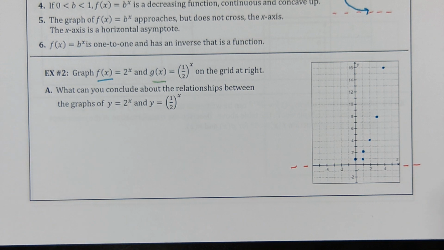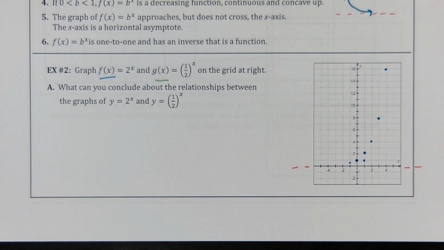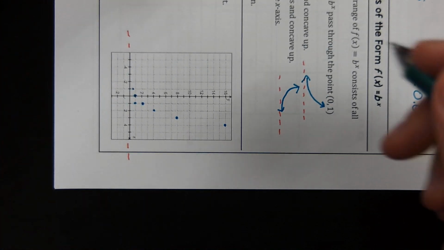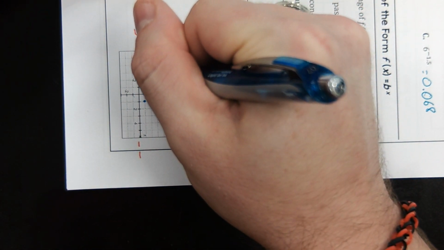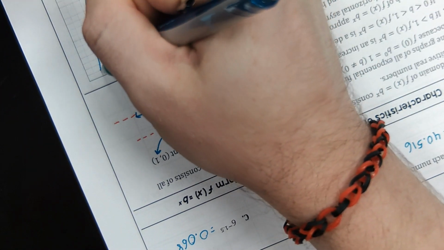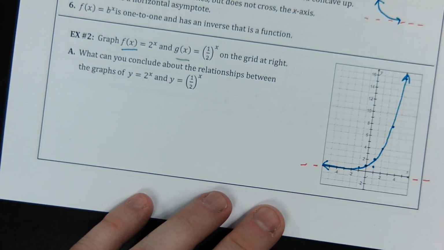If you wanted to go to the left, you could say 2 to the negative 1 is 1/2. 2 to the negative 2 is 1/4. You're just going to get closer and closer to that x-axis. I am better at drawing exponentials when the paper's sideways. I don't know why. So I'm going to turn my paper sideways. There we go.